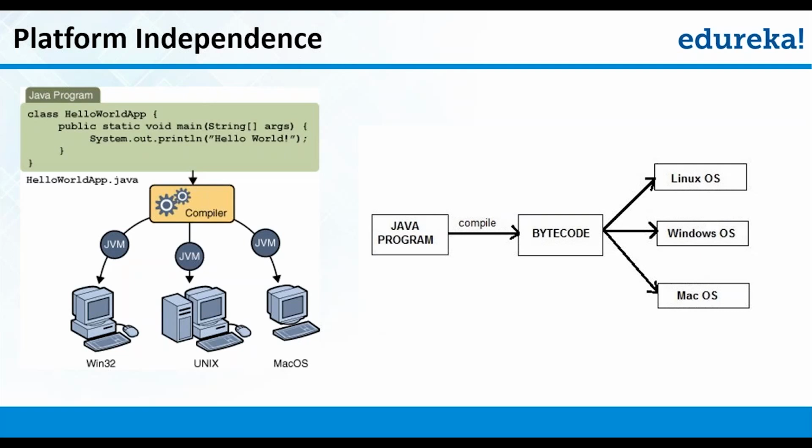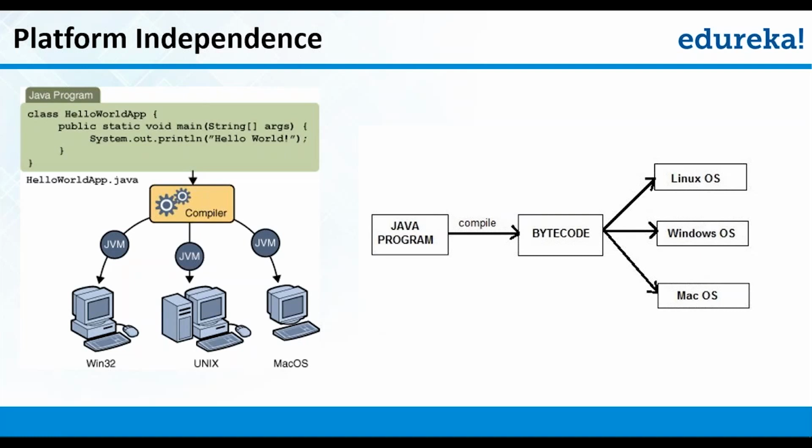Let me explain to you how platform independence works. Don't worry about all this code which is written here, but assume that there is a Java program. When you compile a Java program, it generates something called bytecode. This bytecode is a particular binary file, which is platform independent. It has a bunch of instructions which are platform independent. It is not related to Linux or Windows or Macintosh. They are just flat binary instructions.